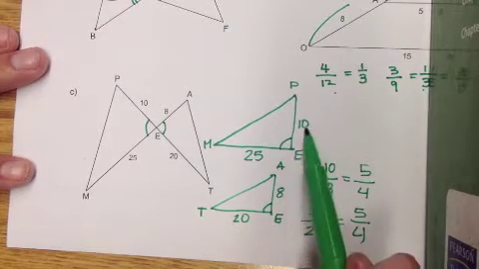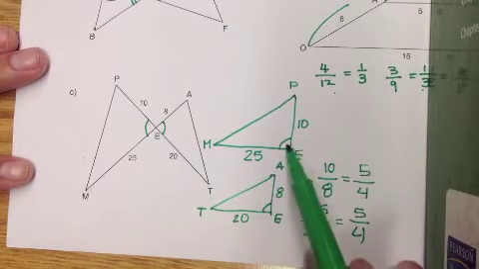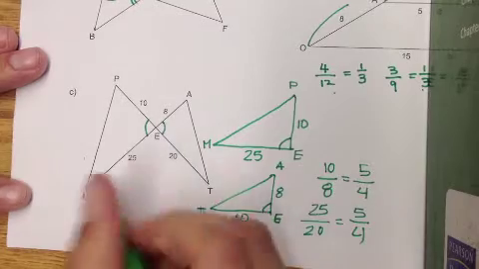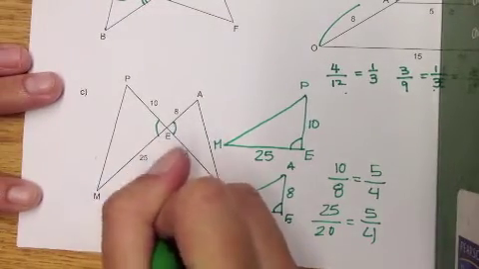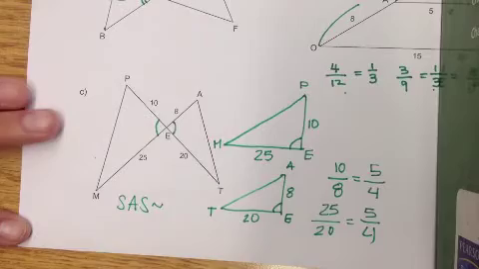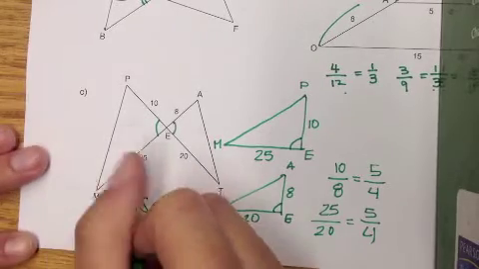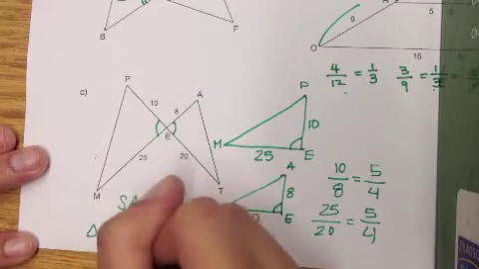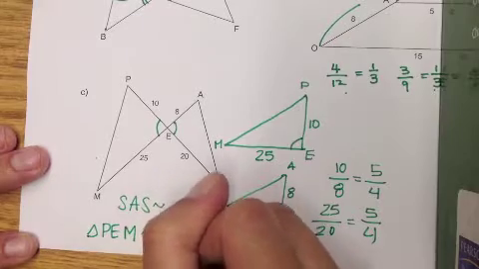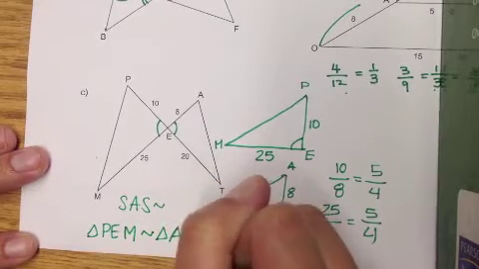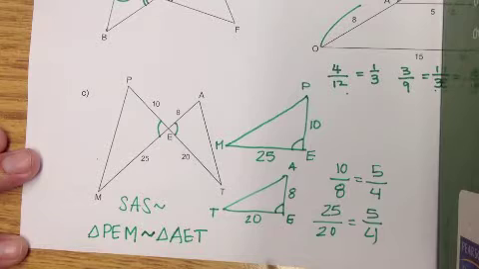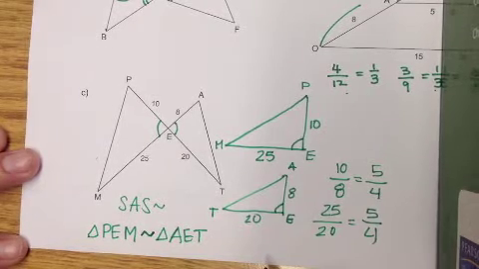So since I have two sides that are proportional and the included angle, I know that by the side-angle-side similarity theorem, triangle PEM and triangle AET are similar. So I have the similarity statement here.